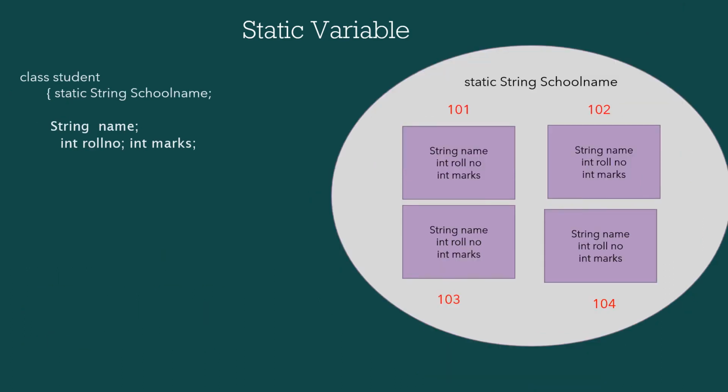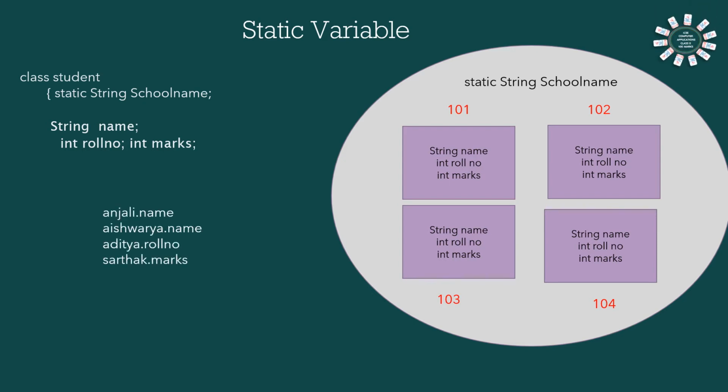The second thing we have to keep in mind is the instance variable can be accessed through the objects. For example, here we have created the objects Anjali, Aishwarya, Aditya and Sarthak.